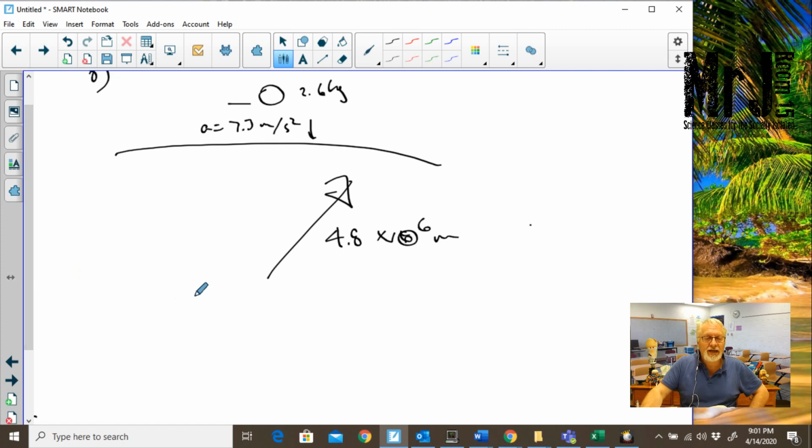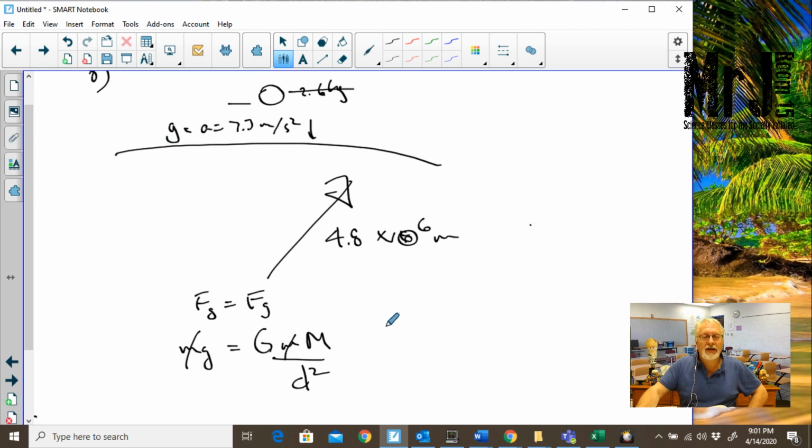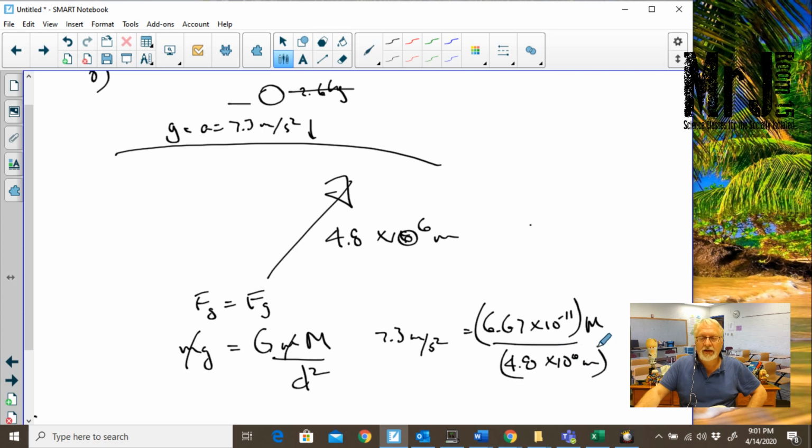Because this here again is forces equal to forces. So we have our mg is equal to our GMm over our d squared. The mass that we're testing falls out, so it doesn't matter that it's a 2.6 kilogram ball. What we know is that our g, the gravitational field strength for the planet, is going to be 7.3 meters per second squared, 7.3 newtons per kilogram, equals 6.67 times 10 to the negative 11 times the mass of the planet, and then the radius is 4.8 times 10 to the 6 meters. Don't forget to square it. And so this, we can then do some calculation.